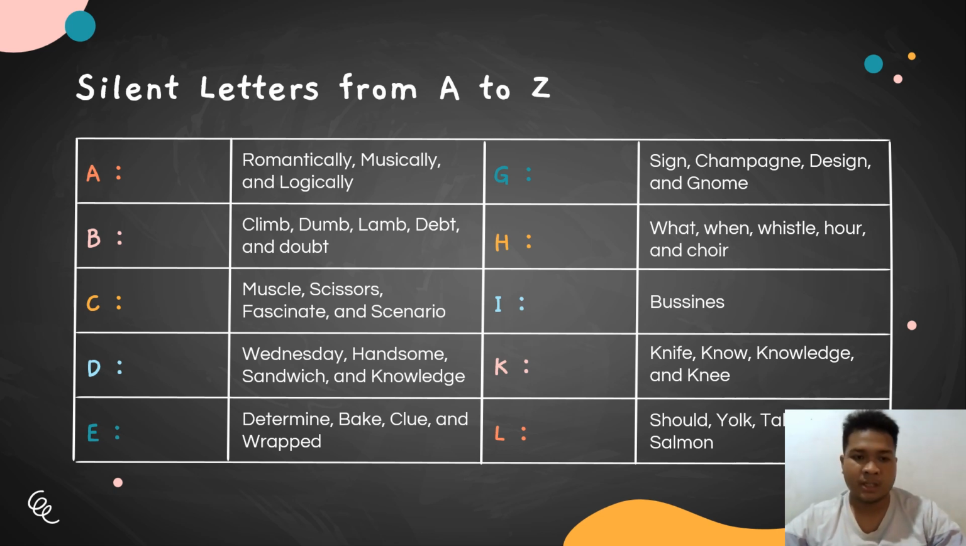All right, here are the words for the letter C. Examples of the silent C are muscles, scissors, fascinate, and scenario. See, I'm not pronouncing the C because if I pronounced it, it would be like muscle, scissor, fascinate, and scenario. So it will sound weird, right? It will sound weird, and it will include any other words from A to Z.